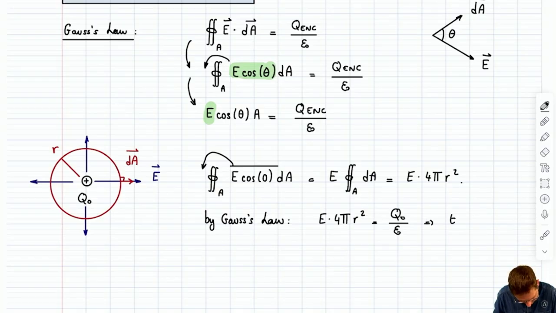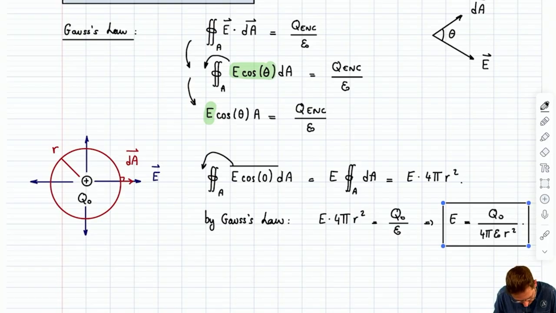Okay, so then E is going to be Q0 over 4 pi epsilon naught r squared. So nothing new. I mean, I knew this before I even knew about Gauss's law, right? But that's not the point, okay?